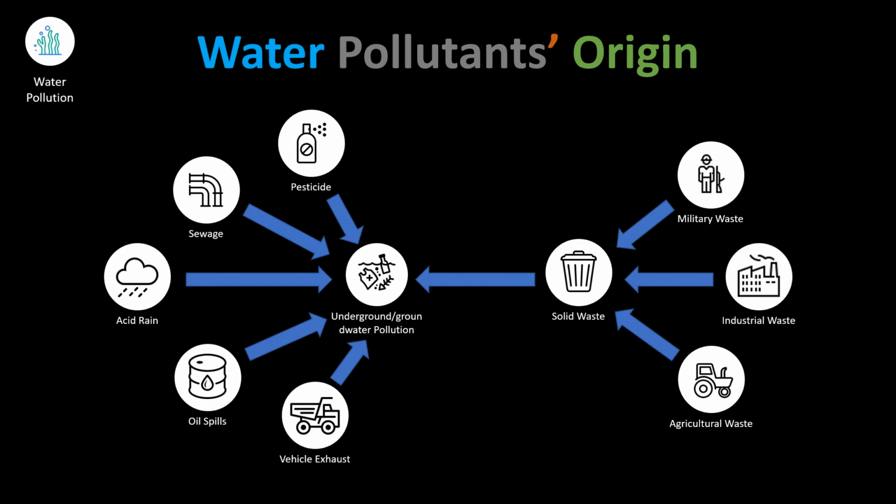Another cause is sewage. Sewage is waste or dirty water that comes from factories or houses. If sewage gets into the water body, it can cause a serious problem to life in water, including fish that humans eat. Another cause is acid rain.